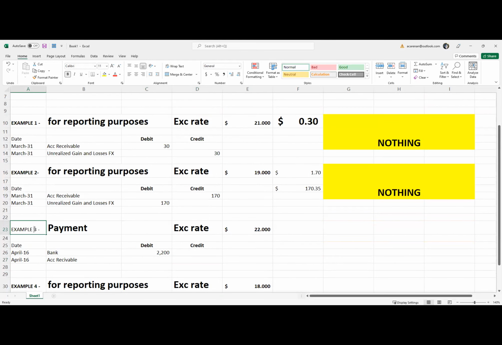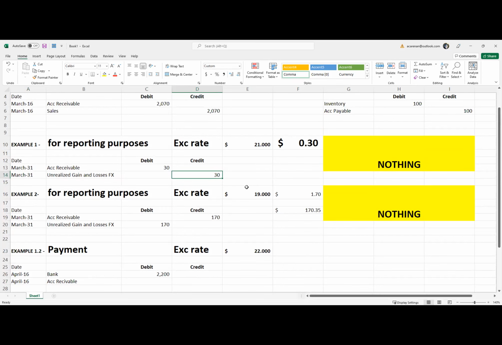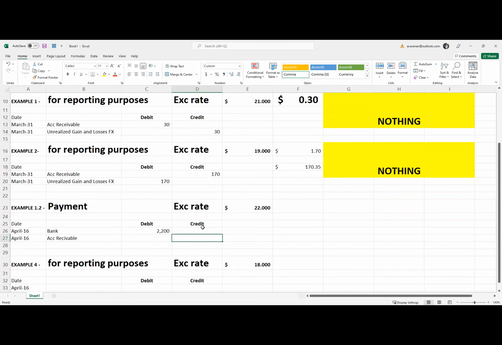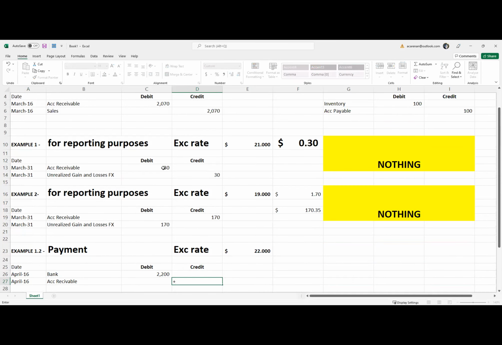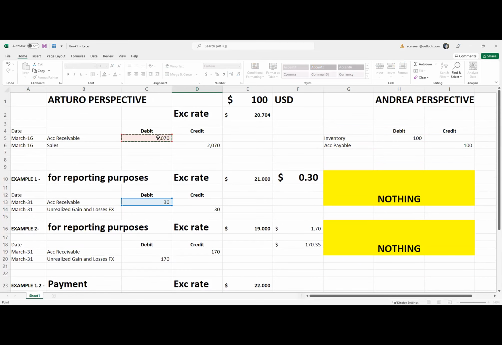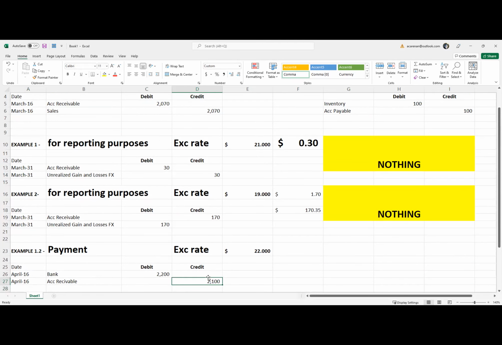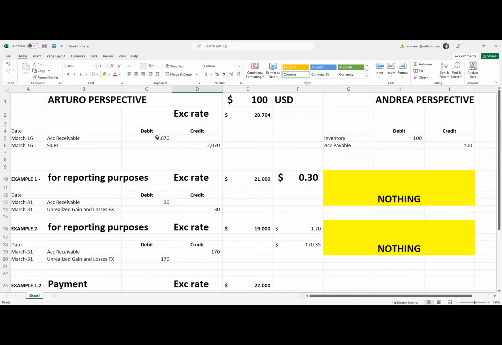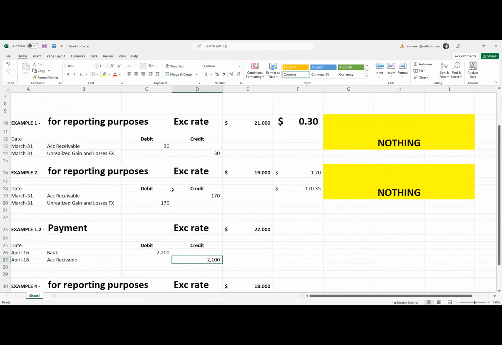Let's make it 1.2 so we don't lose it. Let's relate this one to this one. So guys, you have to cancel this account, right? You had in the account receivable balance the initial sale and your revaluation for reporting purposes.